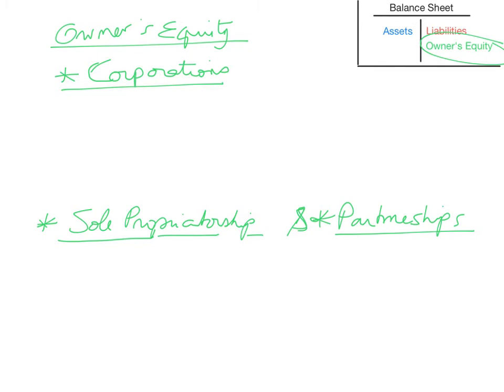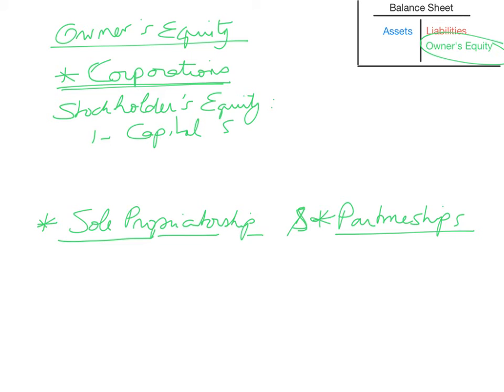And now we'll go back to corporations. In a corporation, whenever the owners invest in the business, they are issued shares of capital stock, and consequently, the owners are called stockholders. And the owner's equity is nothing else but the stockholders' equity. And stockholders' equity consists of two elements. One is the capital stock, which is the amount invested in the company by the owners. And two, retained earnings.